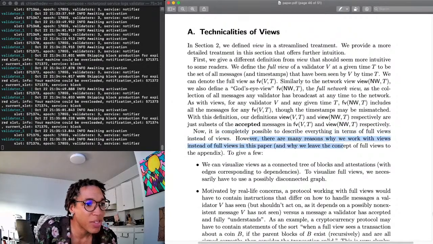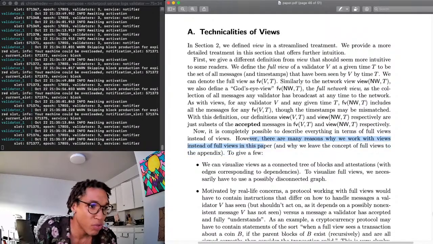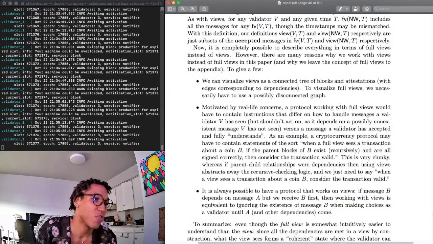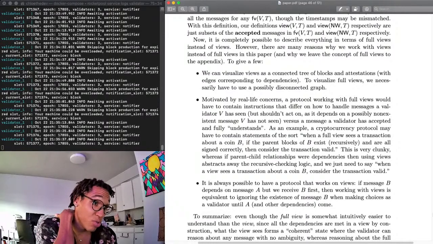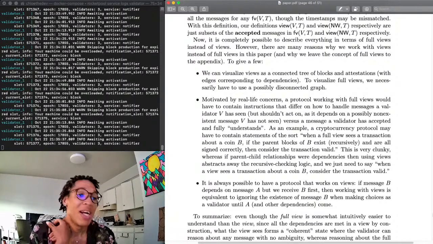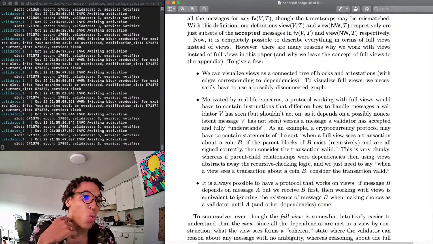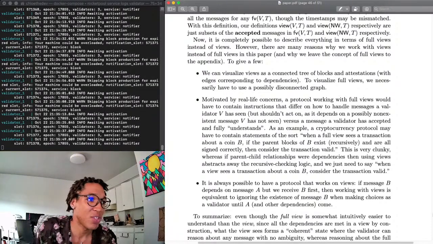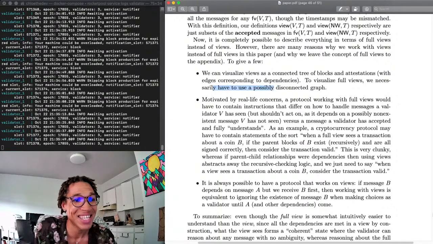However, there are many reasons why we work with views instead of full views in this paper, and why we leave the concept of full views to the appendix. Here are a few reasons. We can visualize views as a connected tree of blocks and attestations with edges corresponding to dependencies. To visualize full views, we necessarily have to use a possibly disconnected graph.